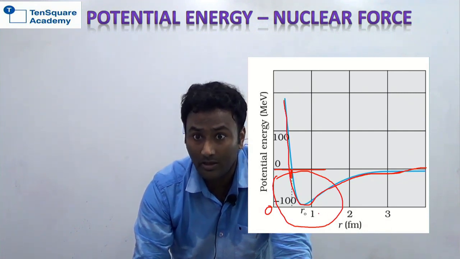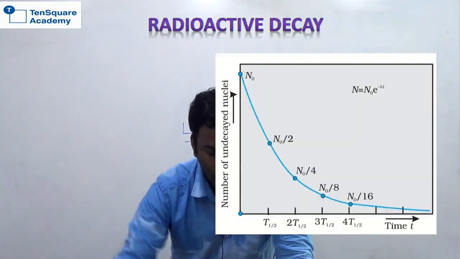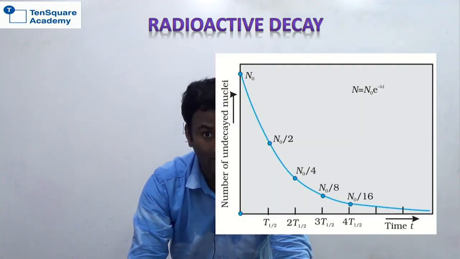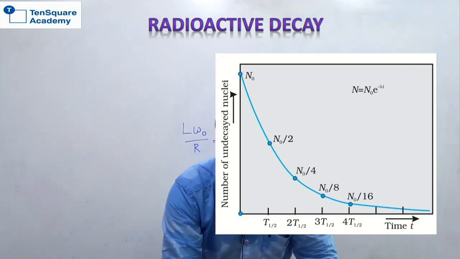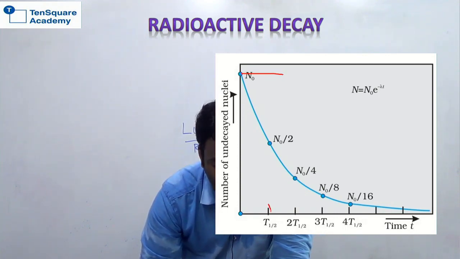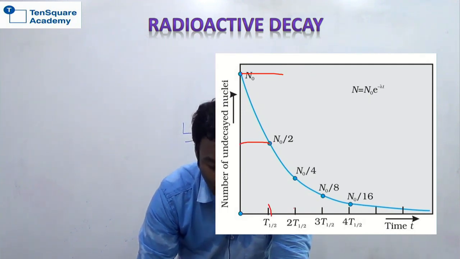So, it is 1 into 10 power minus 15, 2 into 10 power minus 15, that is very small values. And again a very important graph, this has been asked several times in boards. We should know that the topmost point is N naught and the next one is T half. At T half, the total number just cuts into half, and again at 2 T half.